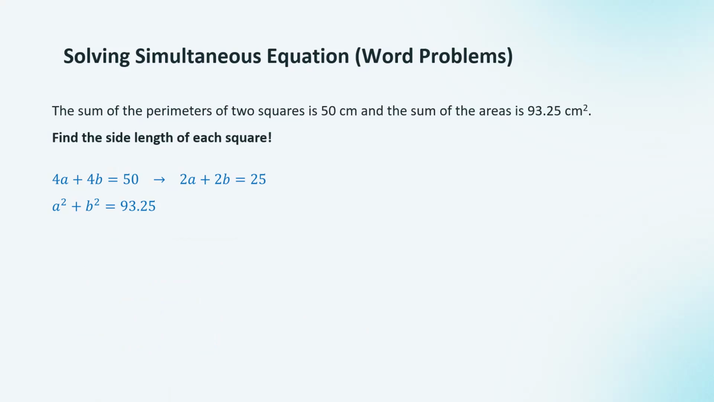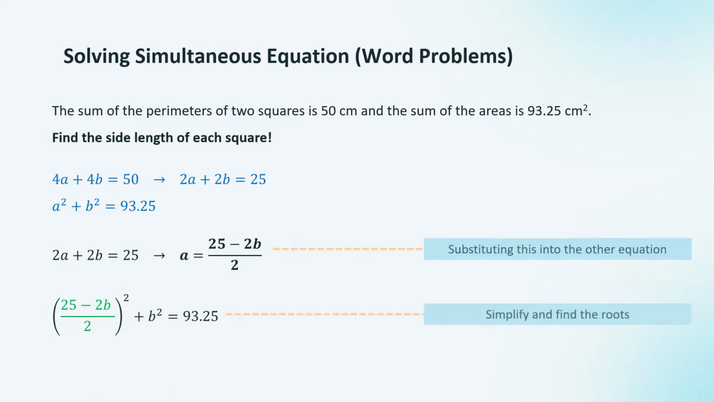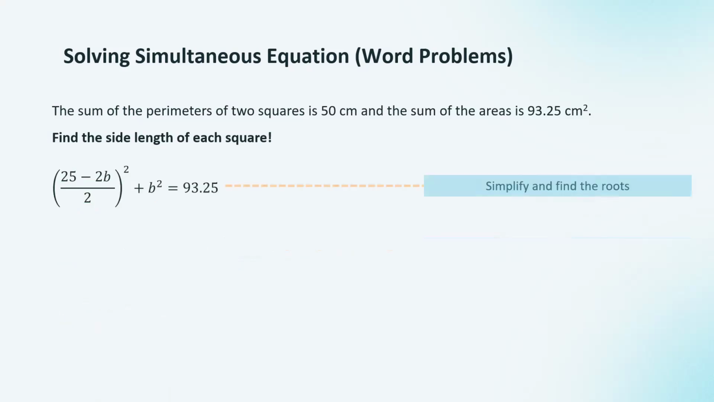And then we can try to change the form. We can try to change it such that a equals (25 minus 2b) over 2. The reason why I need to do this is because I want to substitute the a into b. So we need to substitute this into the other equation. We can plug in the a in the more complex equation so that it becomes like this. And after that, we can try to simplify and find the roots.